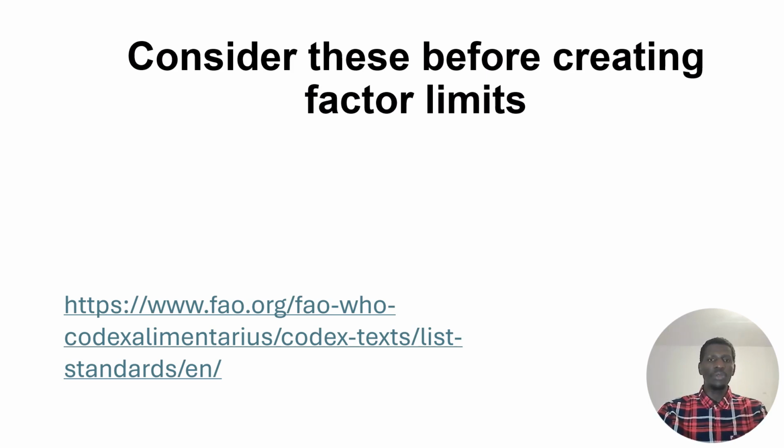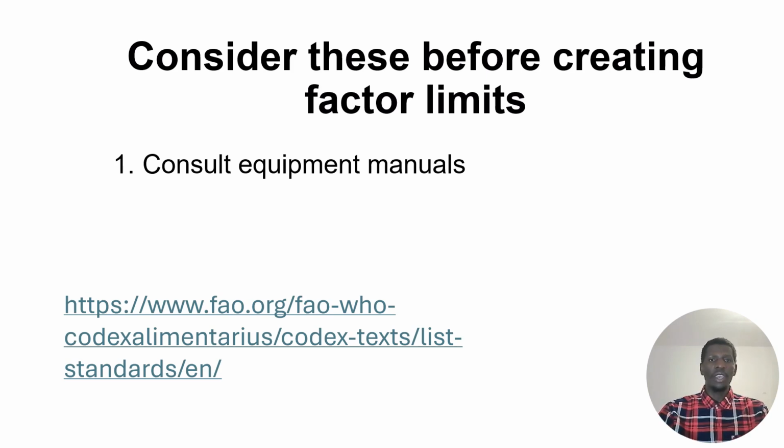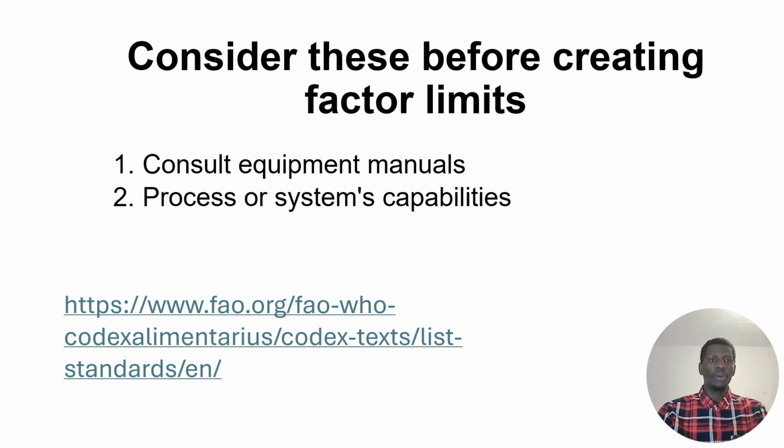To do this effectively, you need to start with the basics and gather background information. It's always good to gather background information. And you can get background information by consulting equipment manuals. Most equipment always comes with a manual, where in this manual, it defines the process or system's capabilities to tell you the maximum and the minimum operating conditions of that equipment. Knowing these conditions will immediately tell you where and how you can set good factor limits for your process or for your experiment.